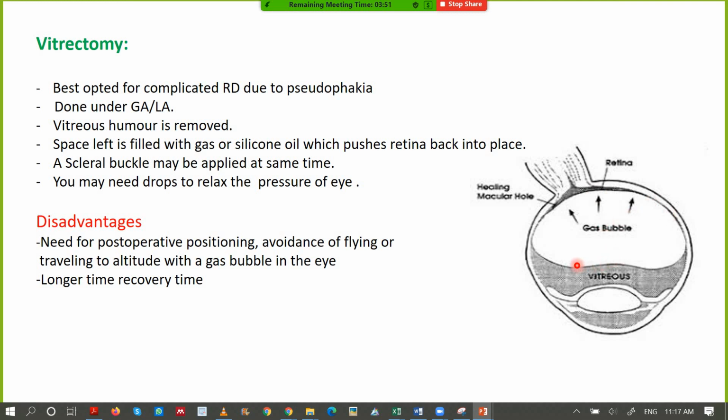If there is vitreous, it might be pulling. So to avoid that, we completely take the vitreous out and then put silicone oil or a gas bubble inside. Coming to the disadvantages, you are supposed to avoid higher flying or higher altitude, and it takes a longer time for recovery.